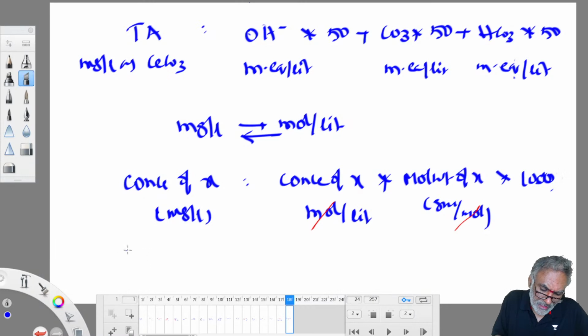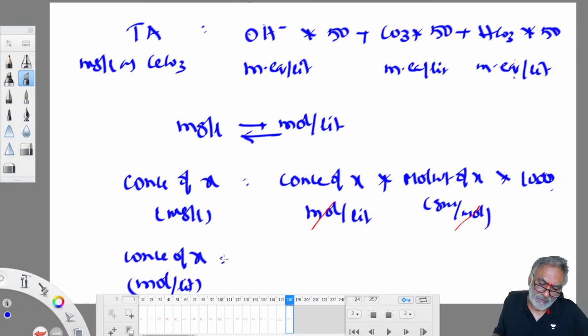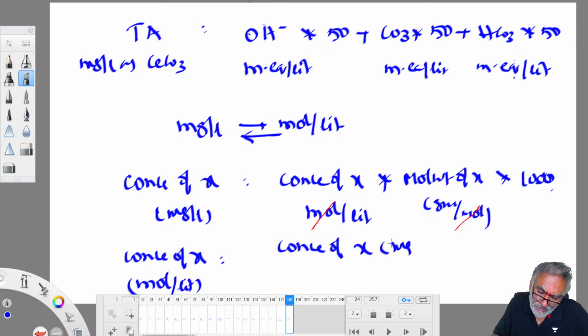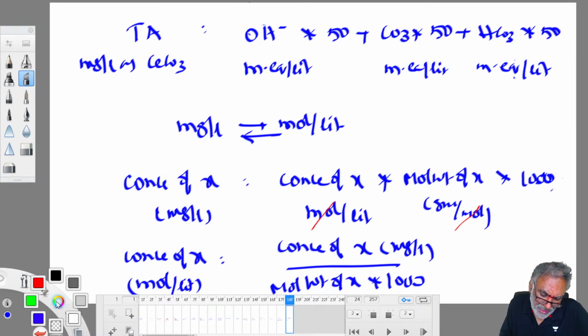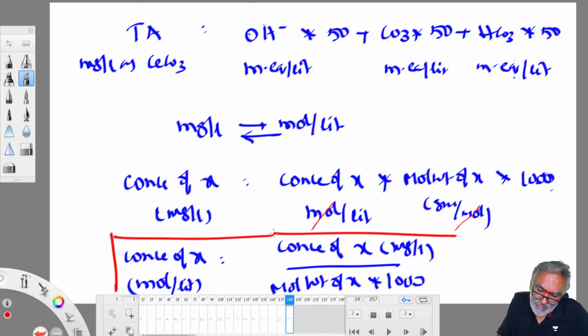Vice versa, if you require concentration of X in moles per liter, and it is given in milligram per liter, then what to do? Concentration of X in moles per liter is equal to concentration of X given in milligram per liter, exactly opposite, divided by molecular weight of X into 1000. So like this we can carry out conversions.